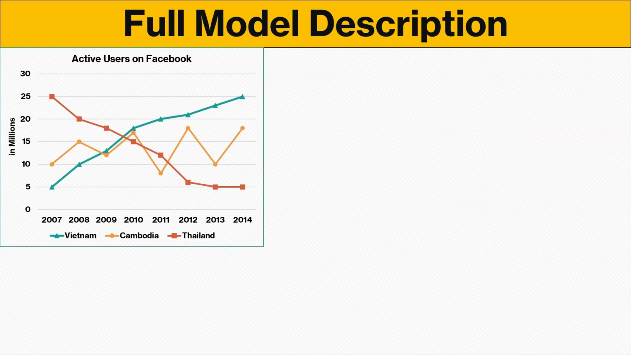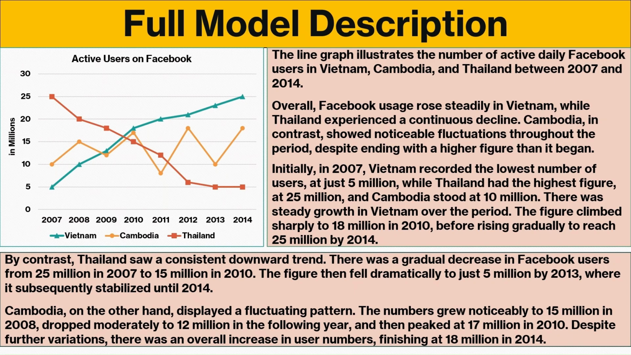Here is a complete model description of the graph. Take a moment to read it carefully. Don't focus on individual grammar points yet. Instead, notice the overall flow. It covers the key features, organizes the information clearly, and uses a good range of grammar and vocabulary.